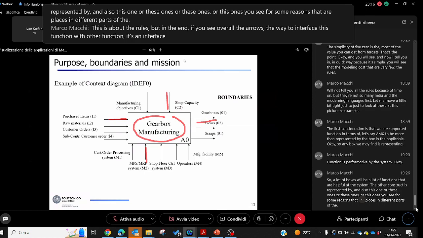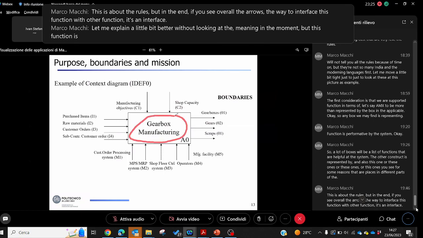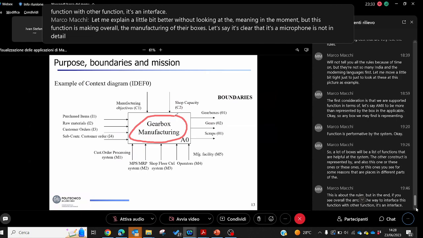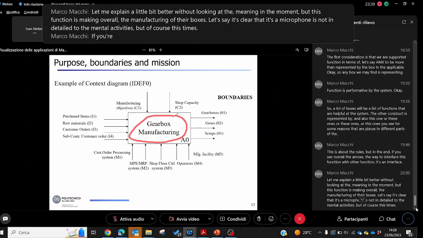Let me explain a little bit better without looking at the meaning in the moment. But this function is making, overall, the manufacturing of gearboxes. Let's say it's clear that it's a macro function, it's not in detail to elementary activities. But of course, this tells you that to make the gearbox manufacturing, we need some elements that should be available to be performing this function.